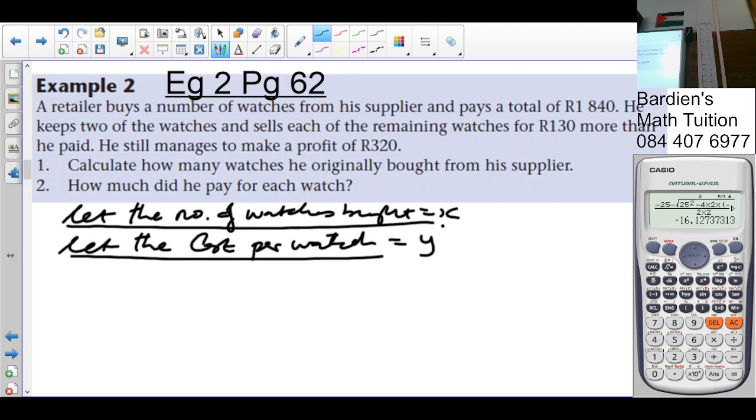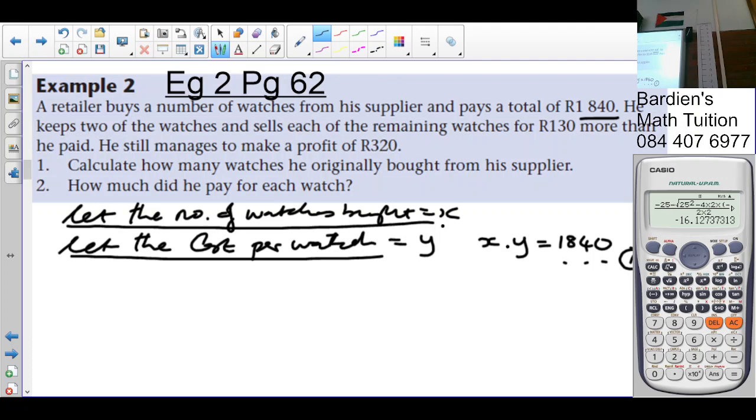So from here, what can we say already? Let the number of watches he bought be X and the cost per watch be Y. So what equation can I set up here? The cost equation. So it's going to be the number of watches times the cost per watch, which gives me an answer of 1,840 Rand. This is equation 1.